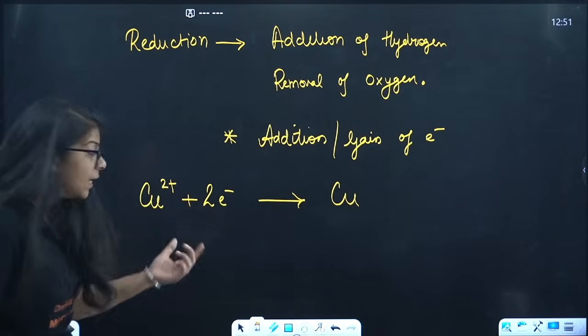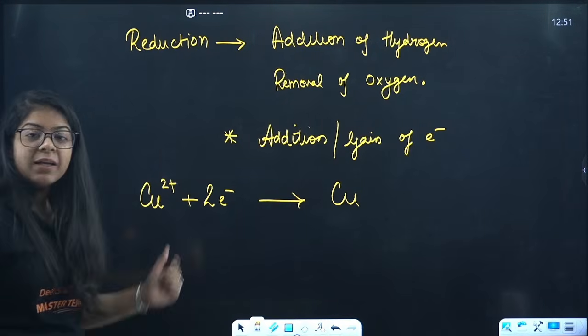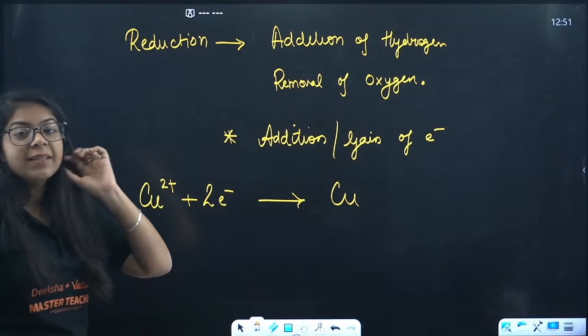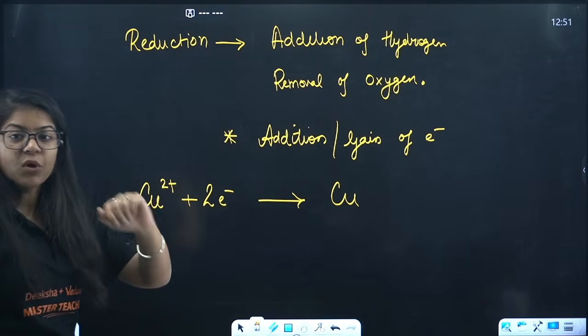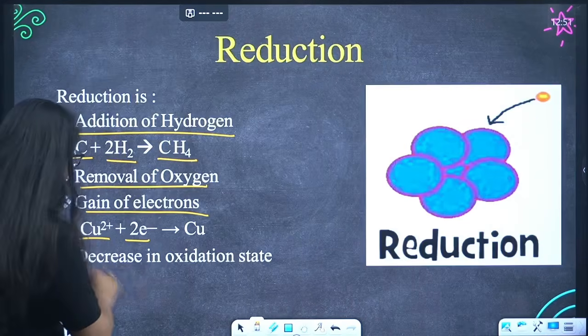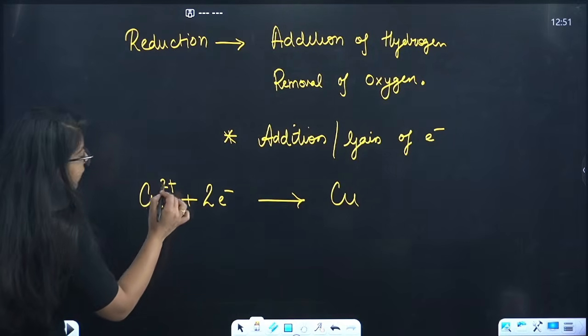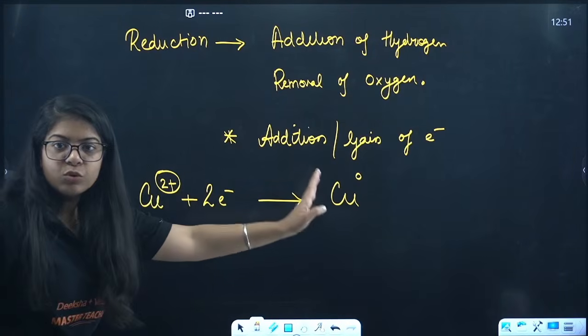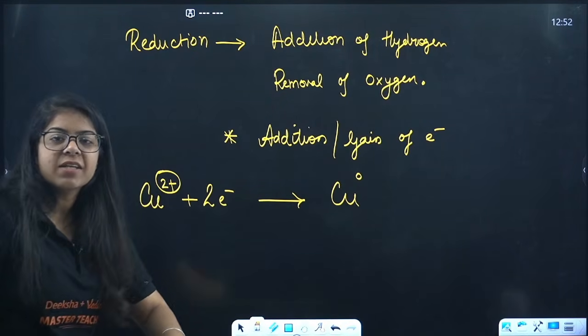So what is happening? Gain of electrons is happening, addition of electrons is happening, right? So that is our reduction. Okay? Now beta, let's come back to this: it is a decrease in oxidation state. Here it was +2 oxidation state. Here it was 0. So of course from +2 to 0, it's a reduction in oxidation state, right?